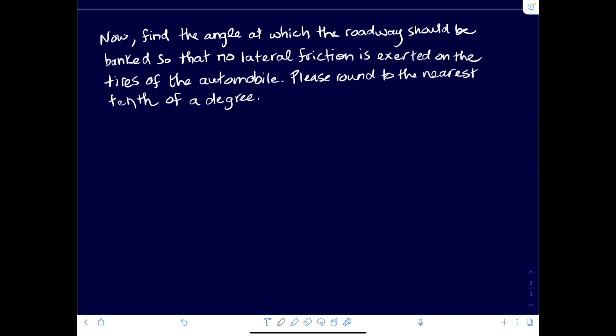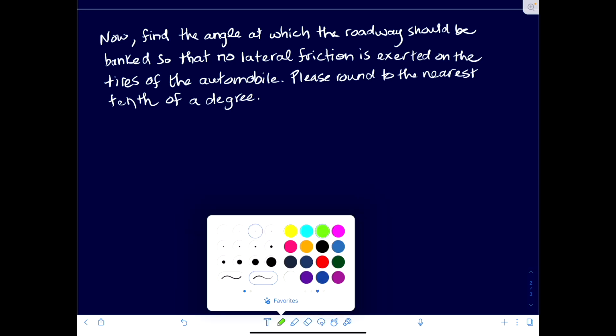The next part of the question is to find the angle at which the roadway should be banked so that no lateral friction is exerted on the tires of the automobile. All right, so in this one, we're going to round to the nearest tenth of a degree. If n is normal to the road, remember we want n to be normal to the road. So let's start with that.